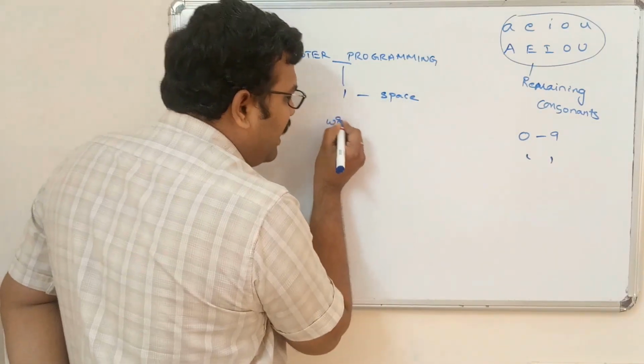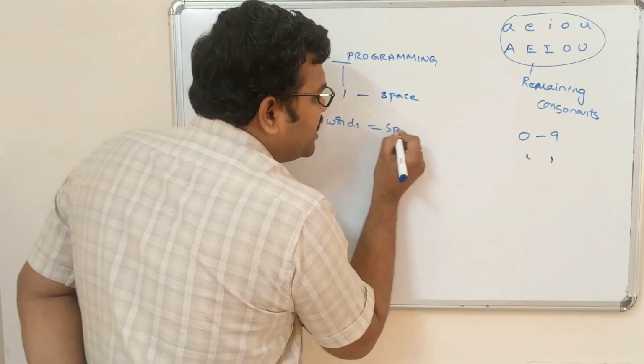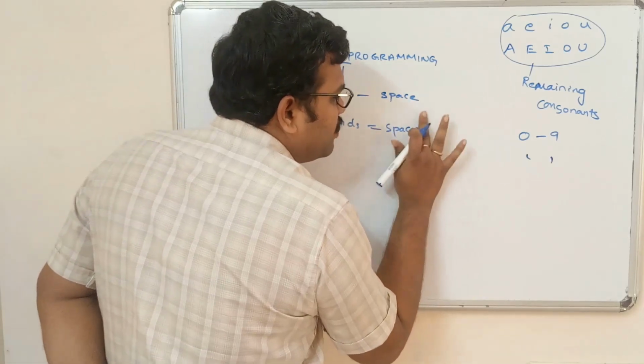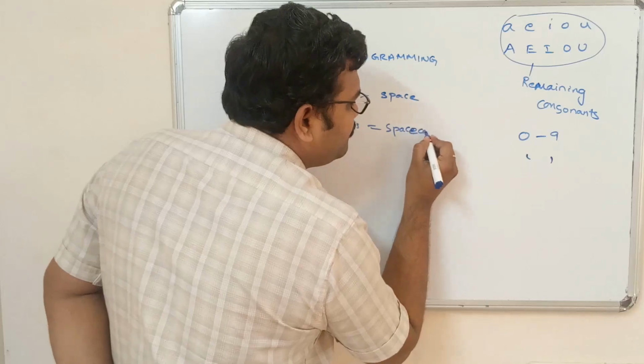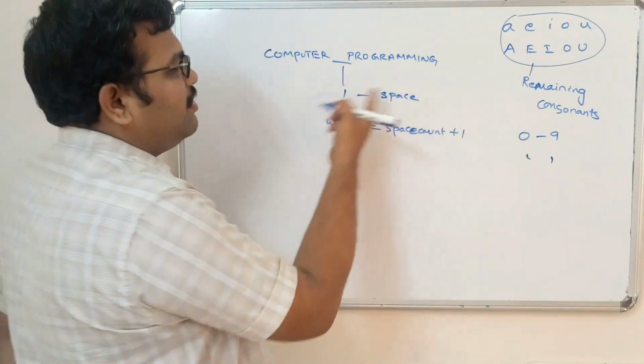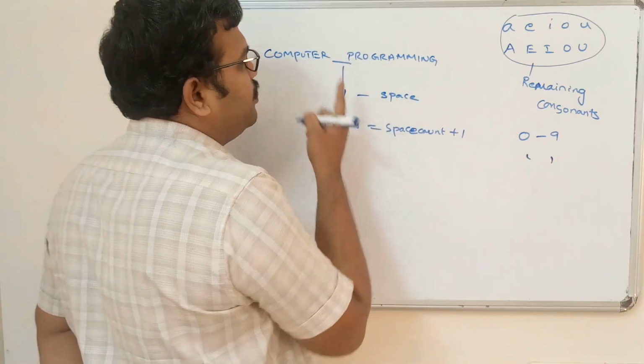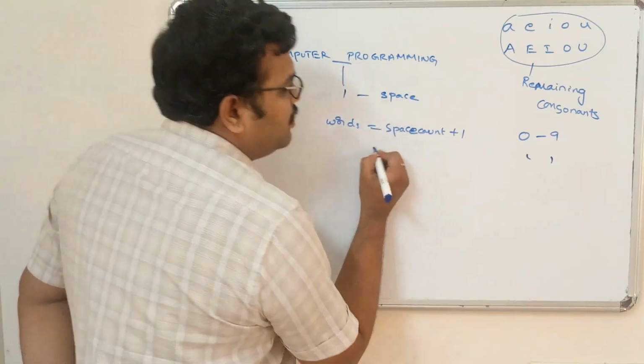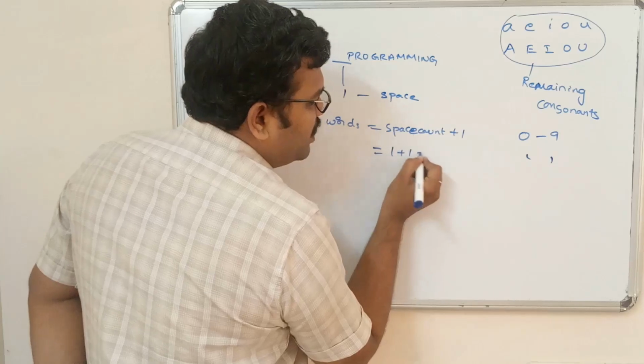So words equals space count plus 1. Here the space count is 1, so the words will be 1 plus 1, that is 2.